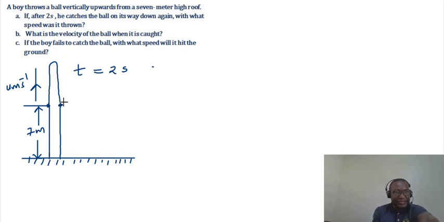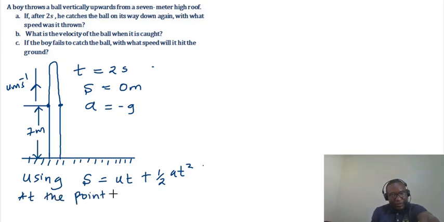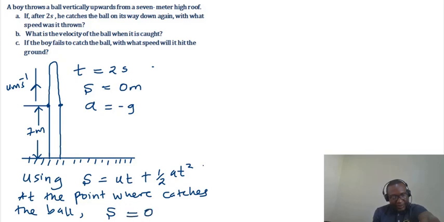Okay, now the displacement of this ball, if this ball has to move from this point and comes back to the very point, the displacement there is 0 meters. And this ball is going up, so the acceleration is against gravity. It's now negative g. We need to find u. So using the displacement is equal to ut plus half at squared. Our displacement is now 0 at the point where he catches the ball.